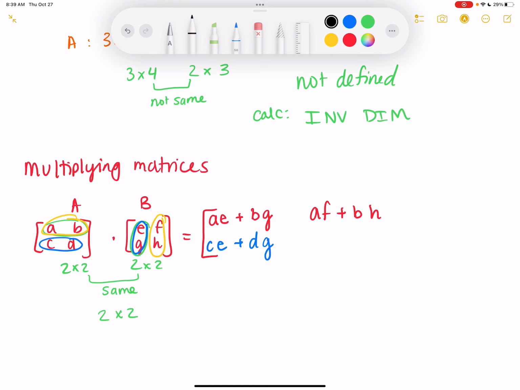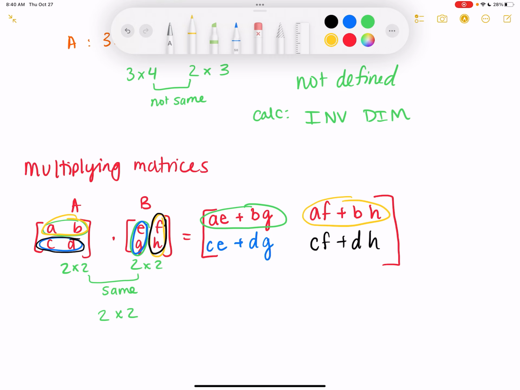And then you'll have this one and this one. I guess I should have probably color-coded them, but minor details. C times F plus D times H. This one was the green circle, this one was the yellow circle, since I didn't color-code them.